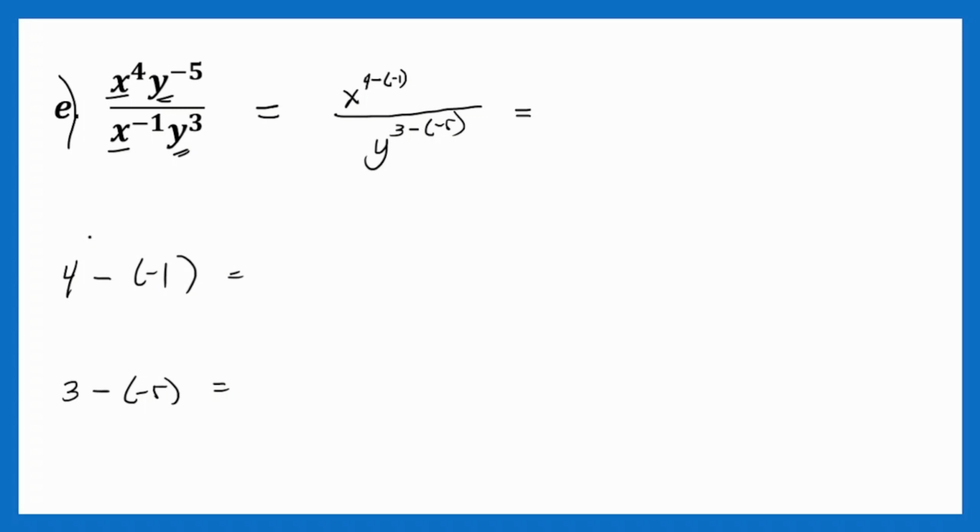Kung nakalimutan nyo na, gitna mo yung subtraction. Then, that is KCC. So, keep mo yung 4. Change mo yung minus to plus. Change mo yung sign nito, magiging siyang 1. That is 4 plus 1. That is 5. Okay? So, ibig sabihin ito ay x raised to 5.